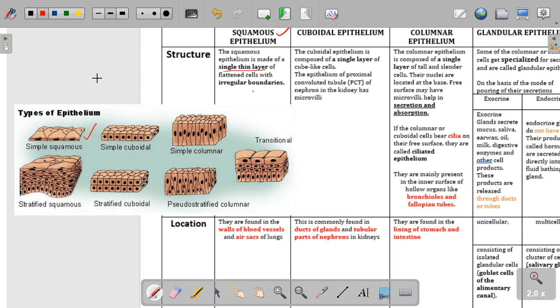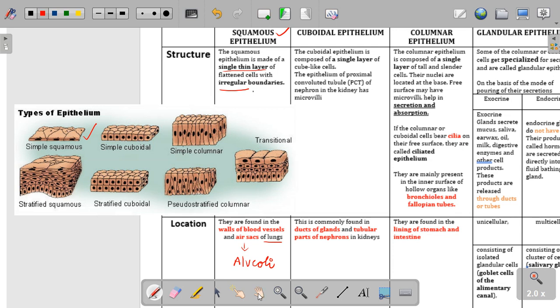Where are they located? They are especially located in the walls of the blood vessels as well as the air sacs, which we call alveoli, of the lungs. And you can even see on the surface of our lips, these cells are present. That's why they are very sensitive to different conditions around the body, especially weather conditions.